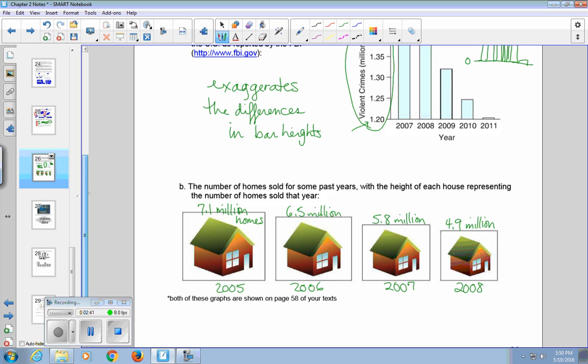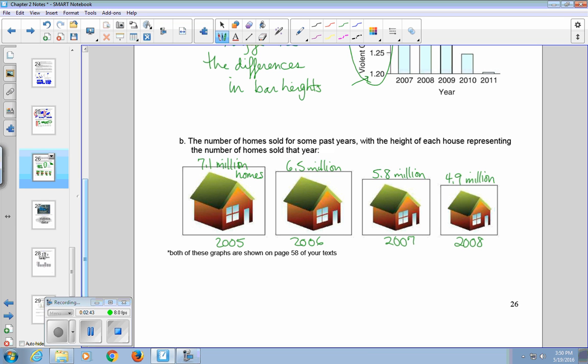Right, so what is misleading about this picture? Well, it turns out the ratio of the heights from one year to the next is consistent. It's done in the correct way, but our eyes are drawn to the areas of the homes instead. So our eyes are naturally drawn to the areas of the homes, not just the heights, and that is the misleading part.